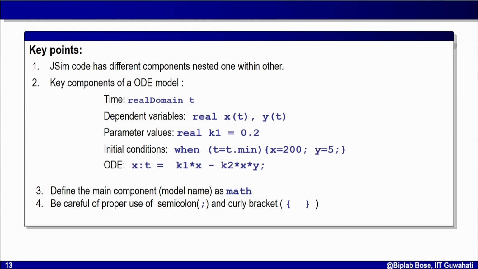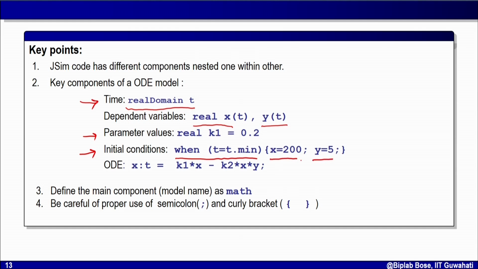The key components of the model you should not forget are: time, that is the independent variable, which you define as real domain t. You have to define the dependent variables, like defined here as real x(t) and y(t). You have to define the parameter values. Without numerical values of parameters, you cannot do numerical simulation. You have to define the initial condition. Without that initial condition, your numerical solution cannot be obtained. So it is done like this: when t equals 0, that is t equals t.min, at that time x is 200 and y is 5.